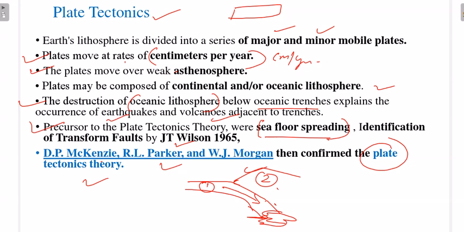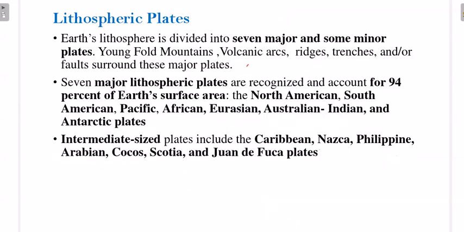Okay, तो question अगर आ सकता है कि J.T. Wilson ने कैसे plate tectonic model को formulate किया, he formulated it based upon the identification of the transform faults. Okay, because transform faults occur along the boundaries, lithospheric plate boundaries. Okay, so there are seven major and some minor plates, and they are surrounded by the fold mountains, volcanic arcs, ridges, trenches. These are basically the landforms which surround these major boundaries and minor boundaries, because at the boundaries there is very intense geological activities like volcanoes, earthquakes. Okay, तो वो हम देखेंगे अभी.